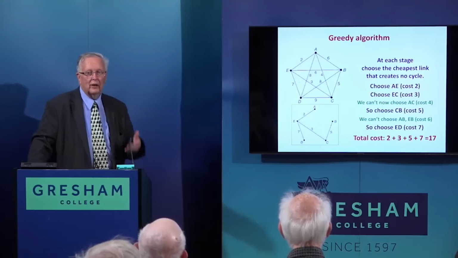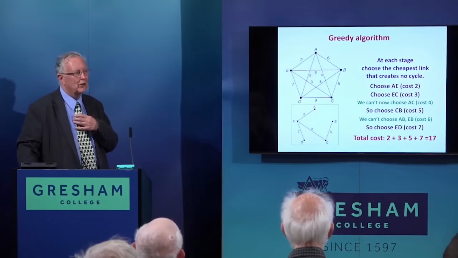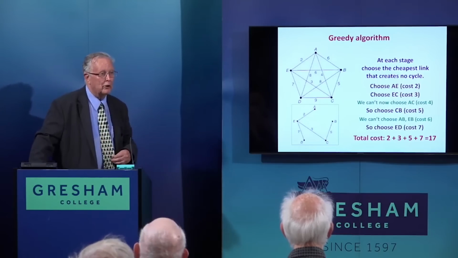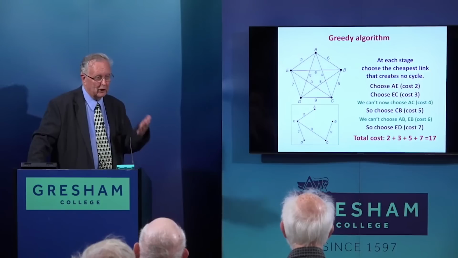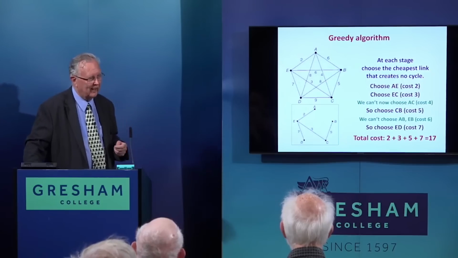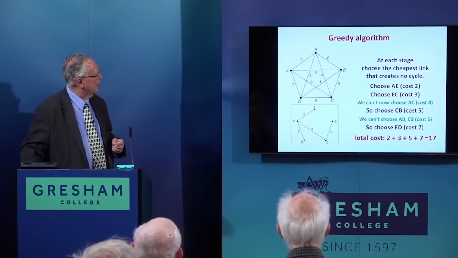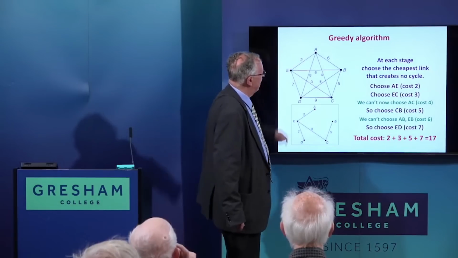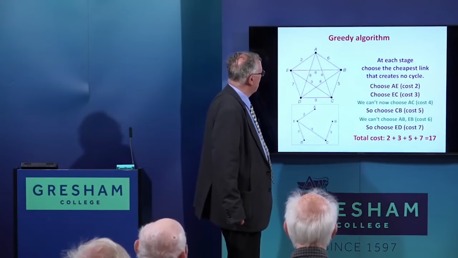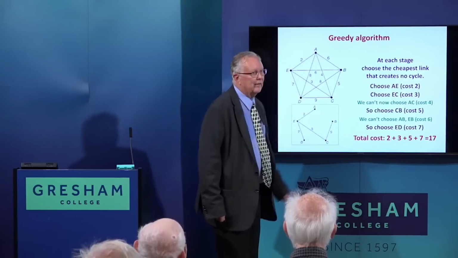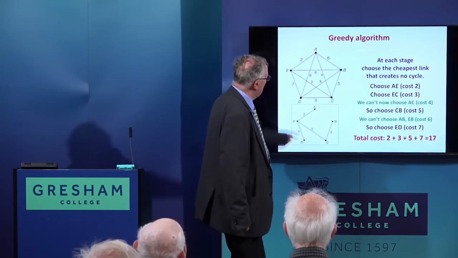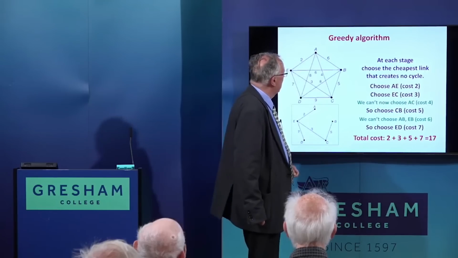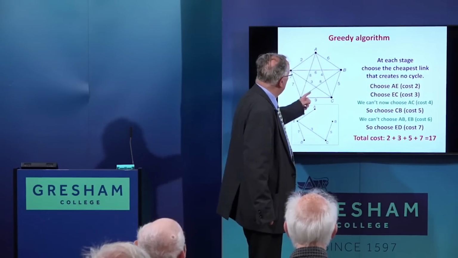Because at each stage, we are as greedy as we can be by choosing the smallest possible edge available. When I say the smallest possible edge available, I mean the smallest possible edge as long as it doesn't create a cycle. So the first thing we do is we look. We'll take AE. That's being greedy. That's cost 2. Now let's take EC. That's okay. But I can't now choose the edge 4 because that will create this cycle. So I ignore that one, and I choose the next one.